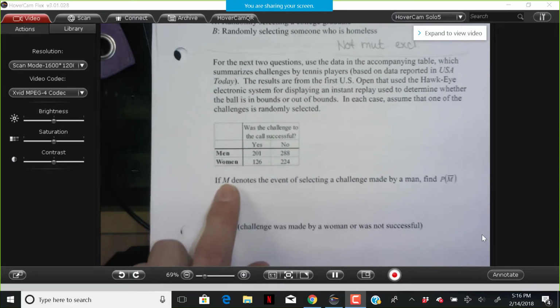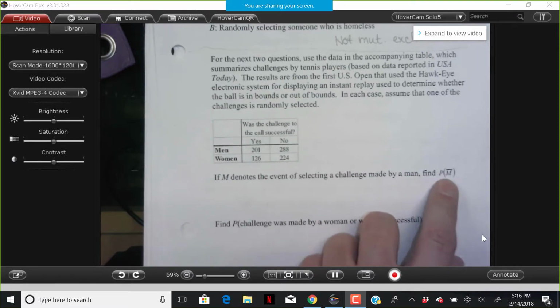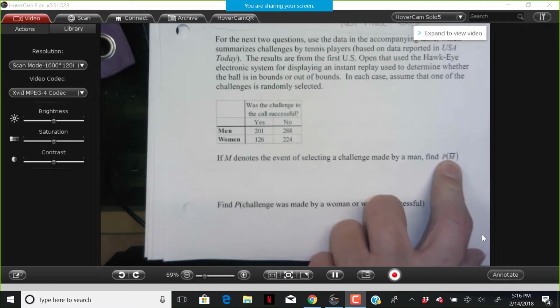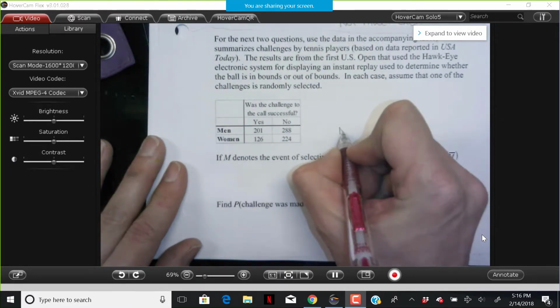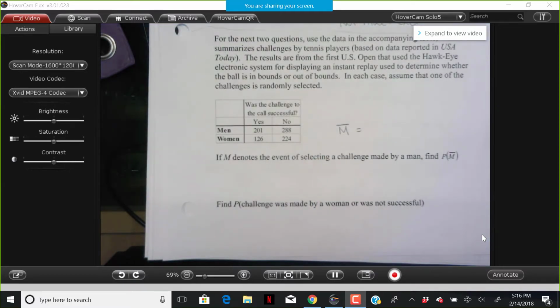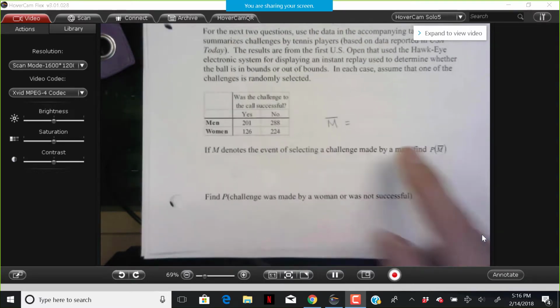So if M denotes the event of selecting a challenge made by a man, find P of M complement. Remember, this means the complement of M. So what would the complement of M be in words? Right, it was made by a woman, right? If the challenge wasn't made by a man, it was made by a woman.